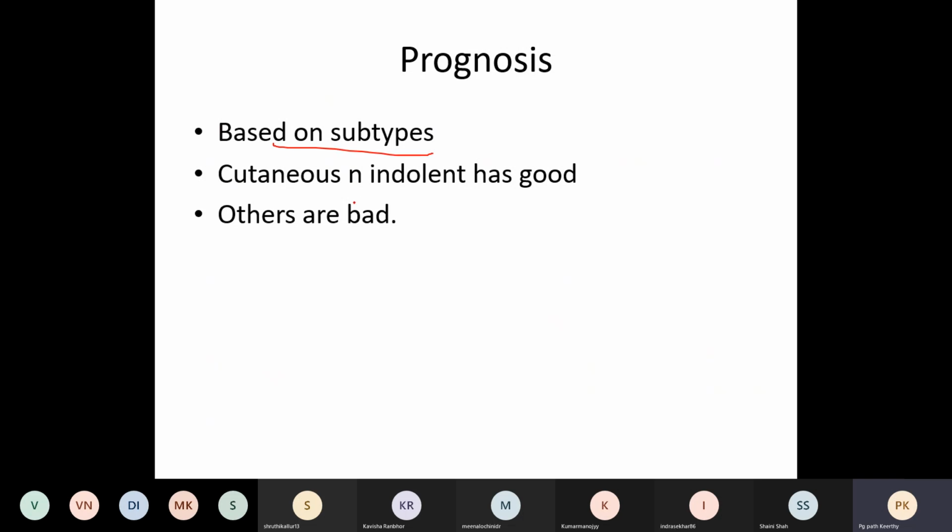So what is the prognosis? Obviously, based on the subtype, right? Cutaneous and indolent will have a very good prognosis, whereas mast cell leukemias, aggressive systemic mastocytosis, and mast cell sarcoma are going to have a bad prognosis, right?